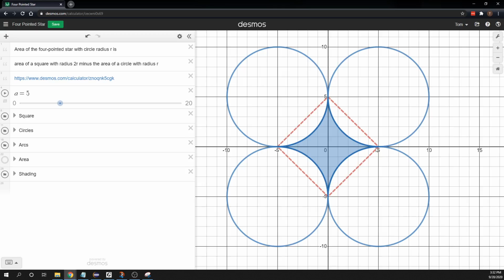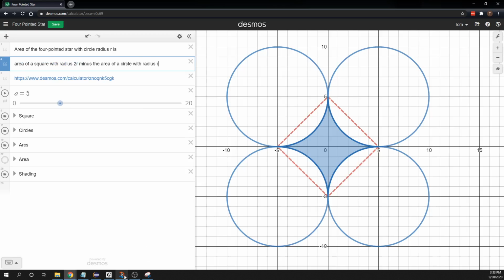Here, the radius of these circles is clearly 5. If you go to one of the centers of these circles, the radius is 5, and the length of this square is 5 times the square root of 2. And so it's not really half. But that statement is true in the sense that the formula for the calculation is right here. You're going to take the area of a square with radius 2r, so twice the radius of the circles, and then minus the area of the circle with radius r. So that is the correct formula that you should be using.